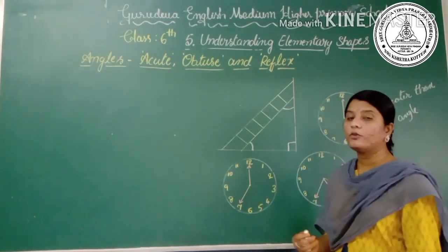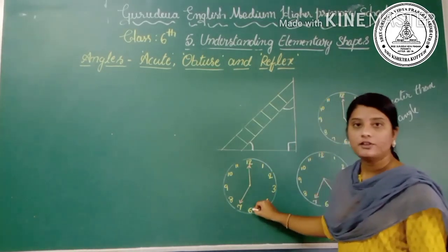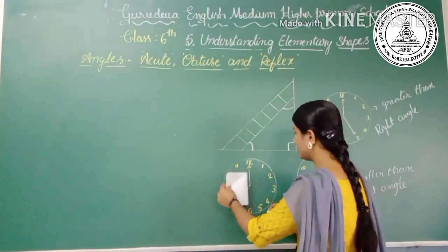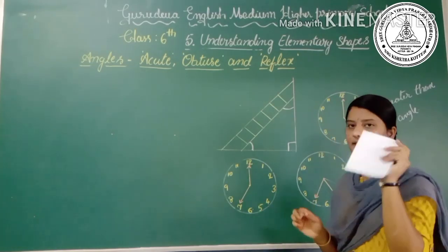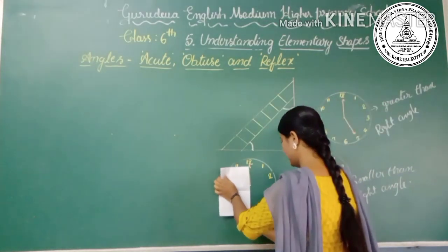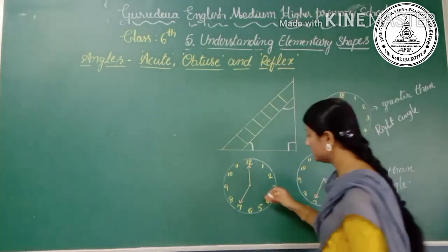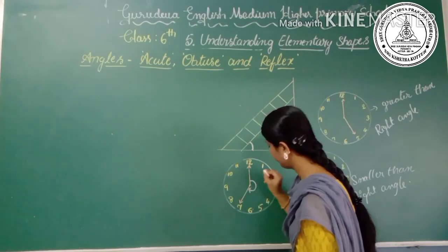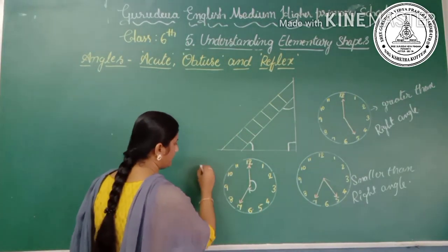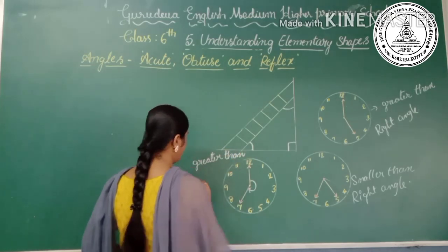Then again see here, we know the straight angle. If our hand is moved from 12 to 6, it is a straight angle. This is a right angle tester; if you open it, it is a straight angle, right? See here, it is a straight angle. But this angle is greater than the straight angle, right? The angle is greater than the straight angle.